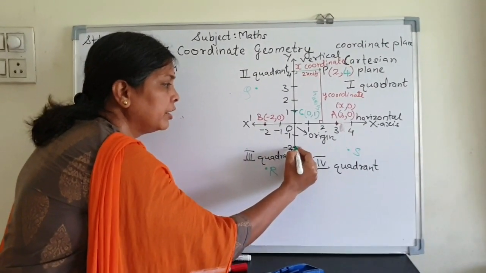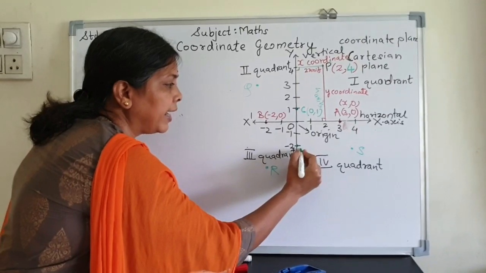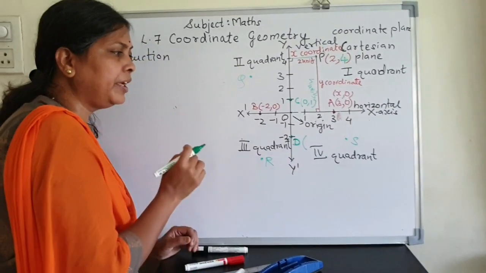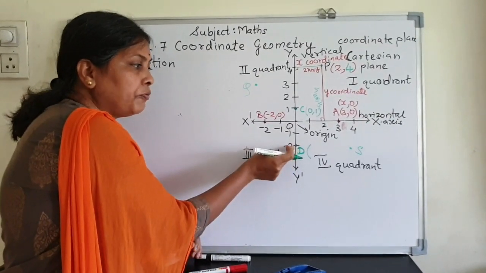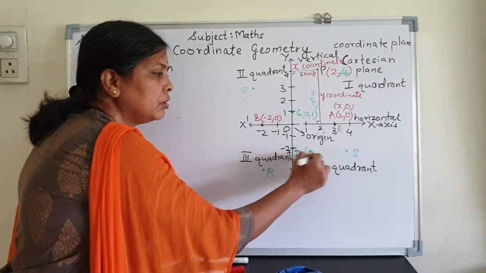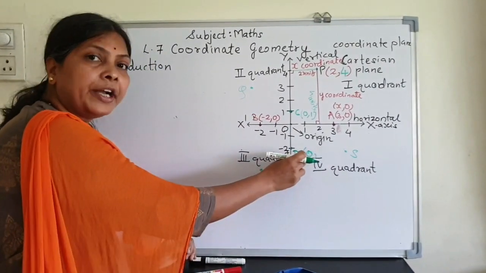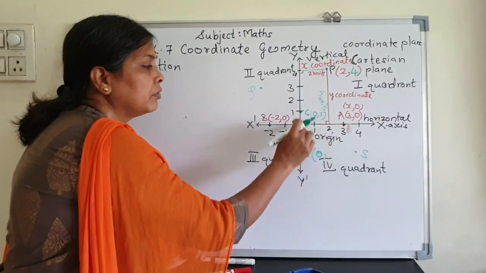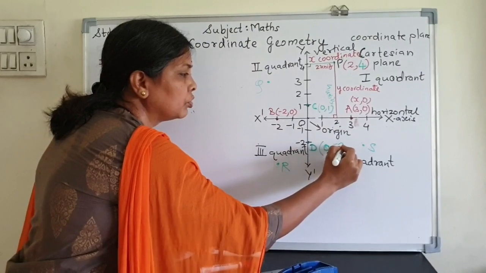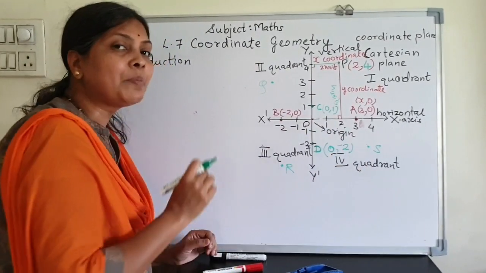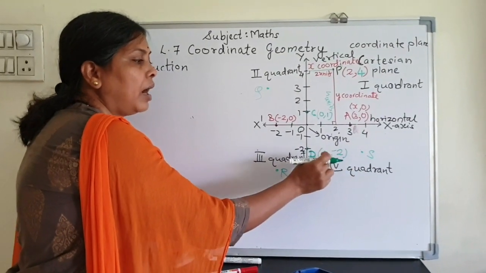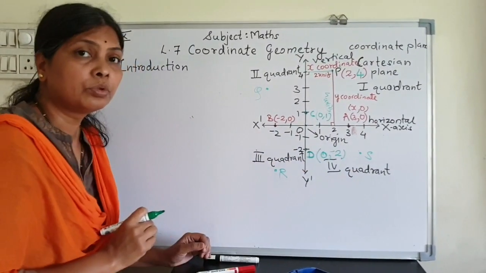Similarly, a point on the y-axis at this side, for example point D. What would be the coordinates of point D? Again, the distance from the y-axis to point D is 0, so the x coordinate is 0, and the distance from the x-axis to point D is -2. So here we get y coordinate -2. So the coordinates of point D are (0, -2).